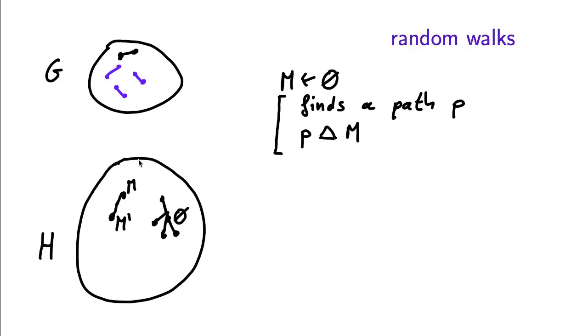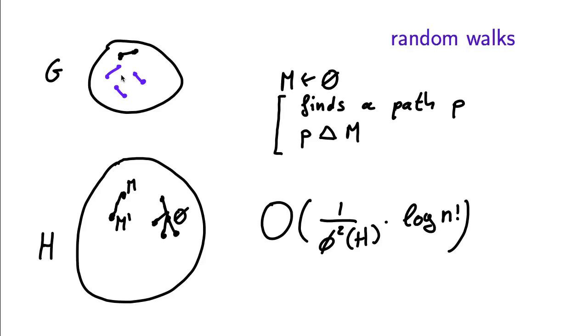However, we also know that if the expansion of H is large, then the convergence time of the random walk in H is not very large. In particular, the convergence time of a random walk in H, which will be the convergence time of this algorithm, is bounded by 1 over the square of the expansion of H times log of the number of vertices of H, which is at most the number of vertices of G factorial. So n is the number of vertices of G.